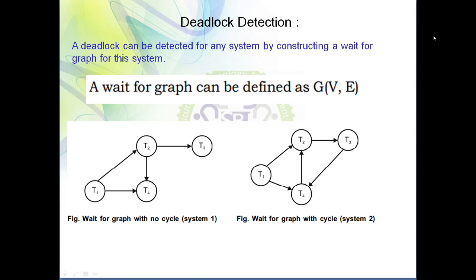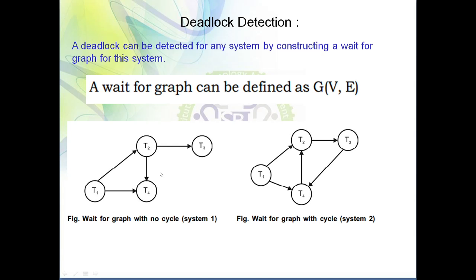Now, how to detect whether deadlock occurs in the system between the transactions or not. For that purpose you just need to construct the wait-for graph. This wait-for graph consists of two things: one is vertices and the second is edges. So T1, T2, T3, T4 are considered as vertices, whereas these are called the edges.